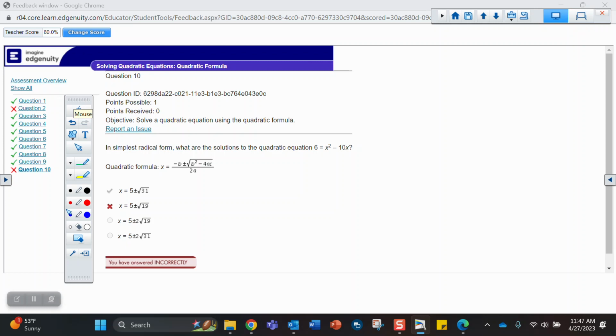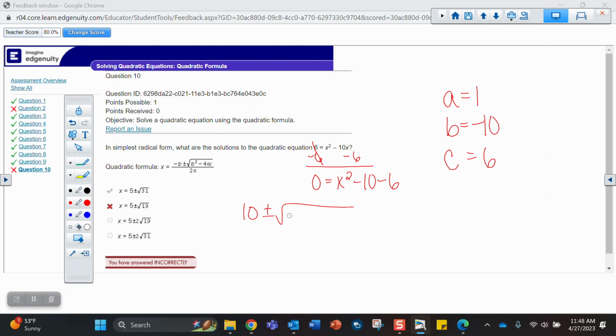What are the solutions? Simplest radical form. First thing I need to do is subtract 6 from both sides. I do need to get this equation set equal to 0: x squared minus 10x minus 6. So A is 1, B is negative 10, and C is negative 6. So the opposite of B, plus or minus the square root of B squared minus 4 times A times C, all over 2 times A.